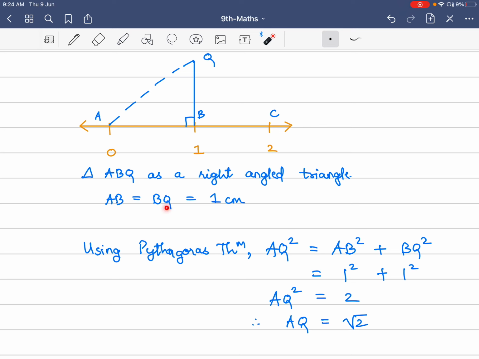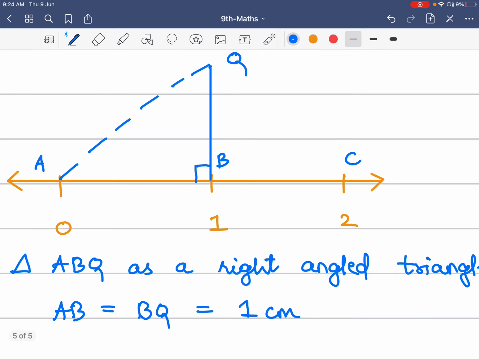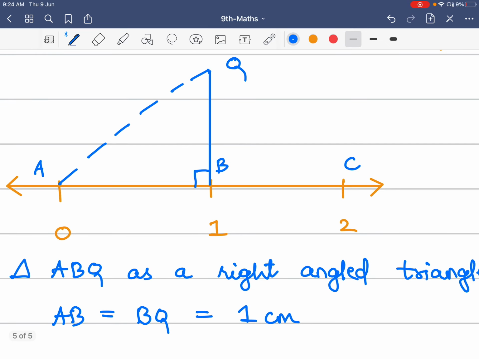The lengths of AB and BQ are 1 centimeter, so the length of AQ will be under root of 2 centimeter. So let's come here and make a note of that. This is of length under root of 2. I'm going to mark it like this. This is of length under root of 2. So thus we have got a line AQ of length under root 2.